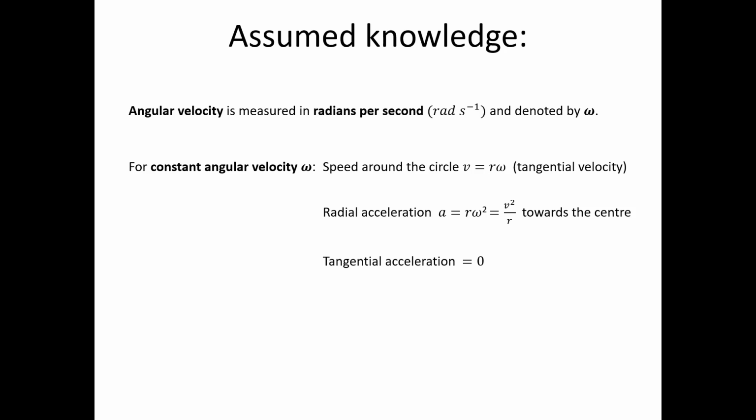The other two equations you really need to understand are F equals ma, Newton's second law of motion, which you probably know very well, and this equation for friction: the maximum friction between two surfaces is given by mu, the coefficient of friction, times R, the normal reaction between the two surfaces.